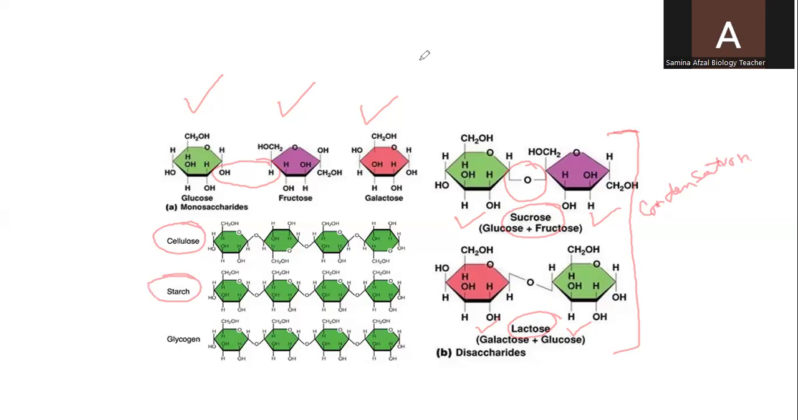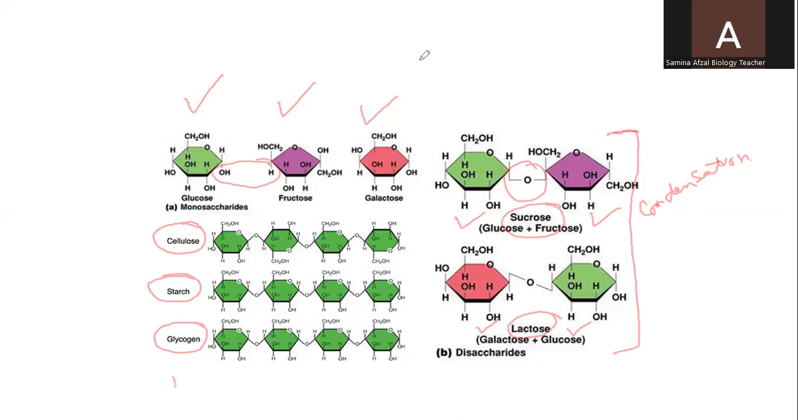You can see the many glucose molecules are here joined together with glycosidic bonds. So starch is stored in the plants, because when there is extra glucose in the plants, the extra glucose is stored in the form of starch in different parts of the plant. And the same is the case with glycogen. When there is extra glucose in the human body, the glucose is stored in the form of glycogen.